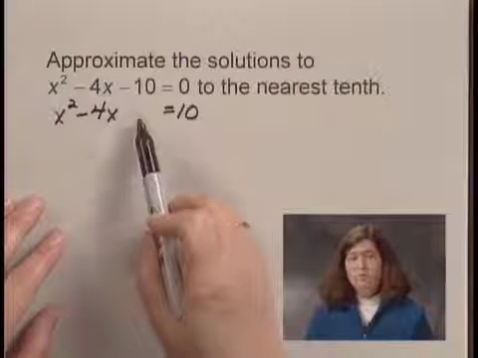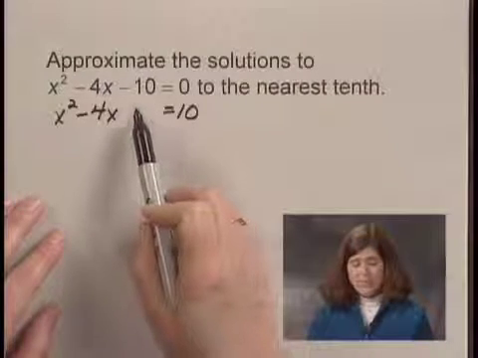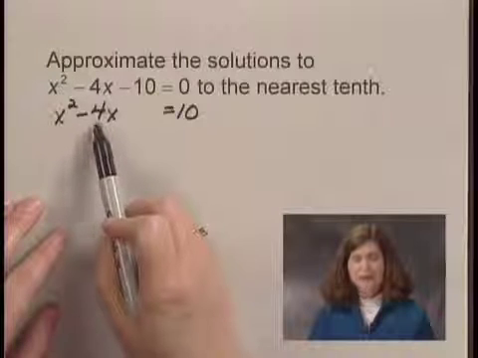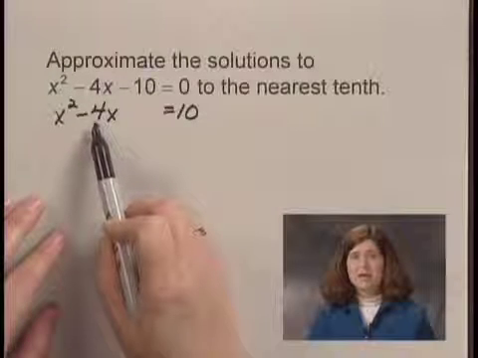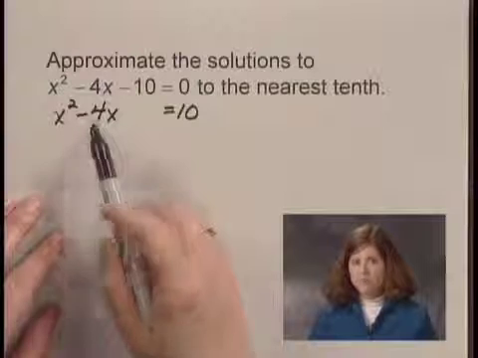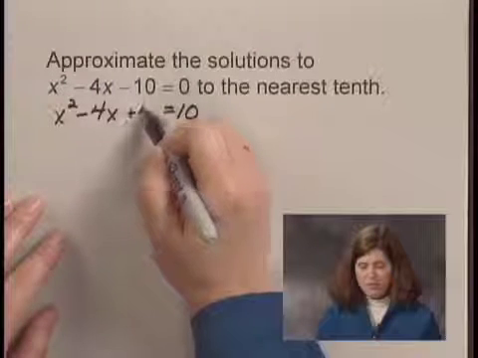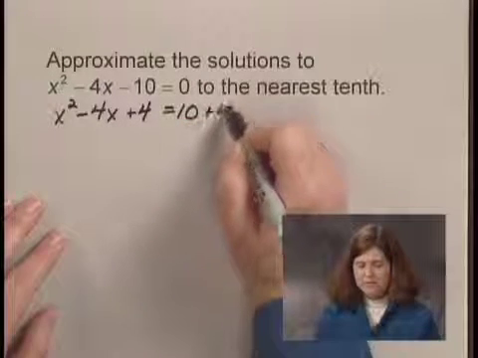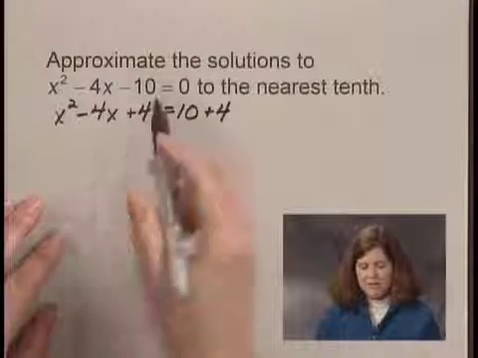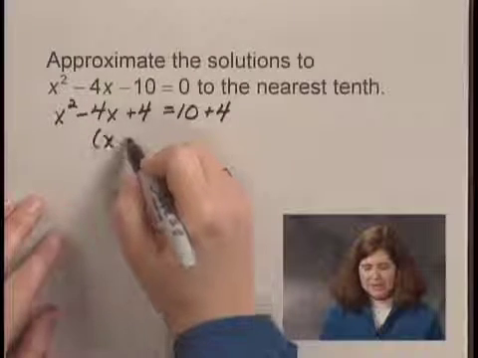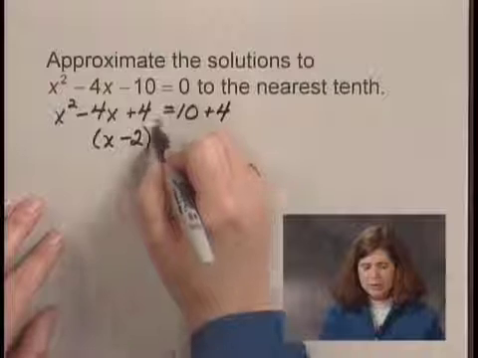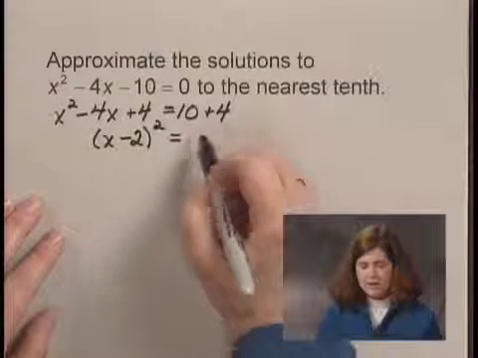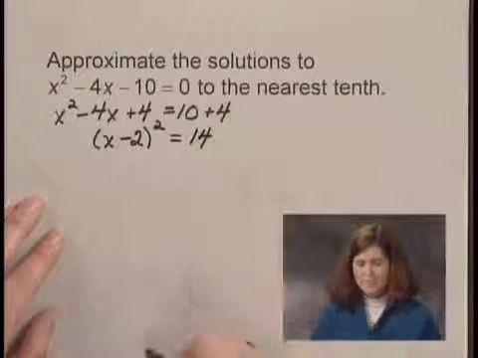The number that will complete the square is found by taking half of negative 4, which would be negative 2, and squaring it, which would be 4. We add 4 then to both sides of the equation, and then the left side factors as x minus 2 squared, and that equals 10 plus 4, or 14.